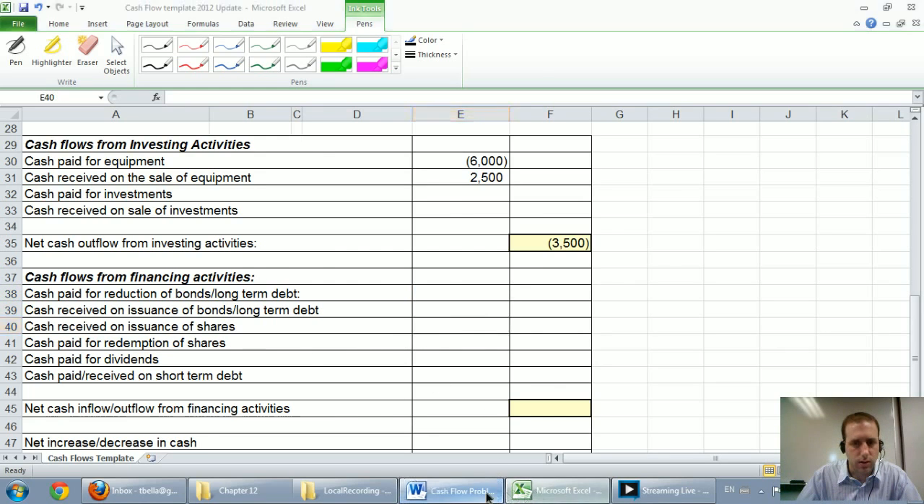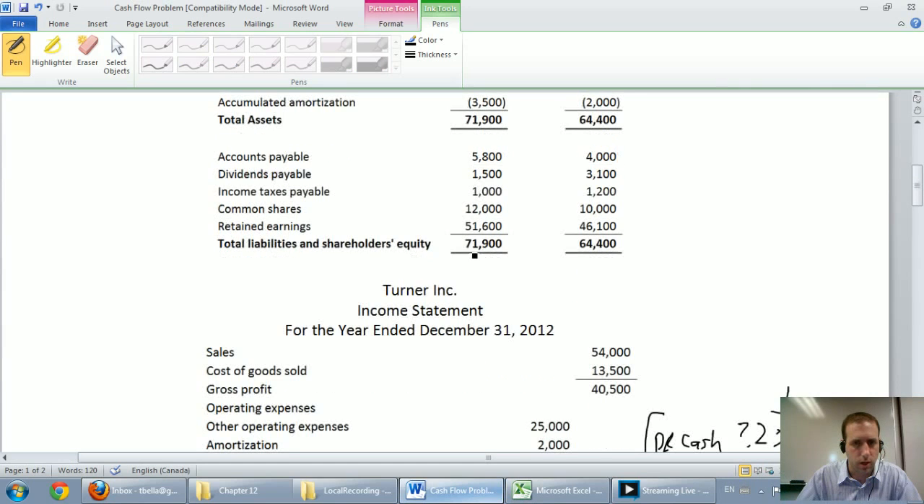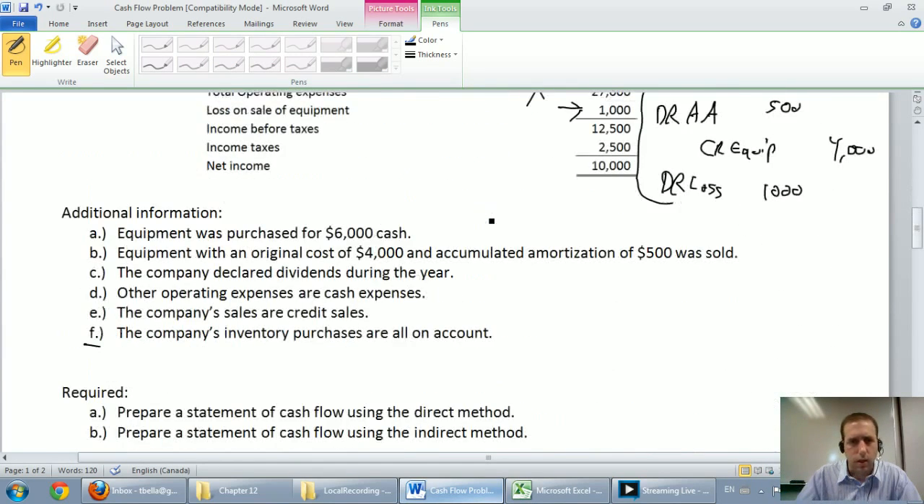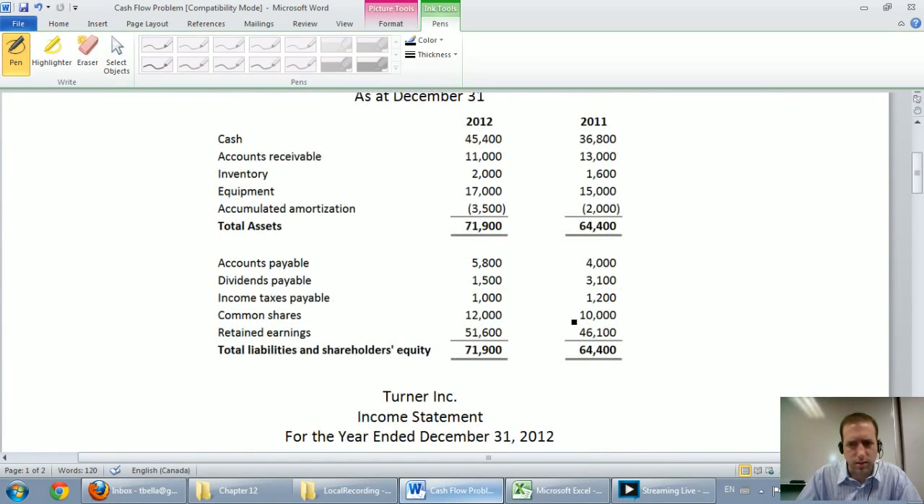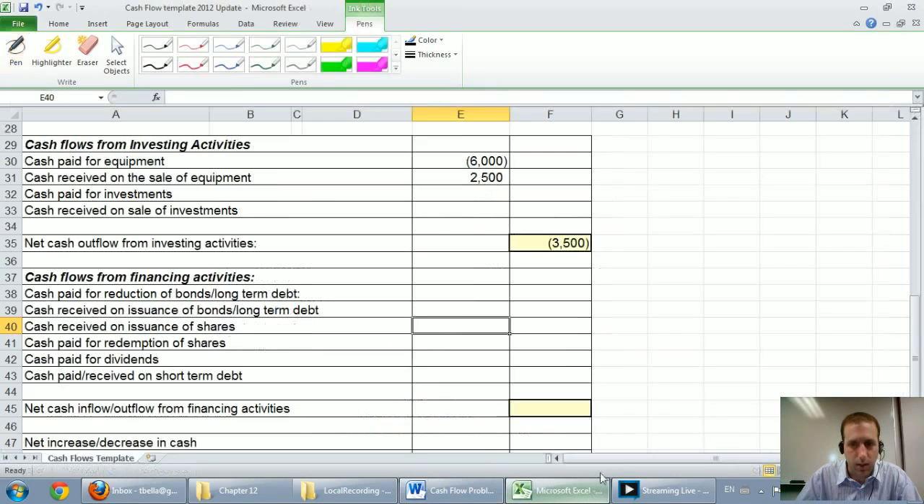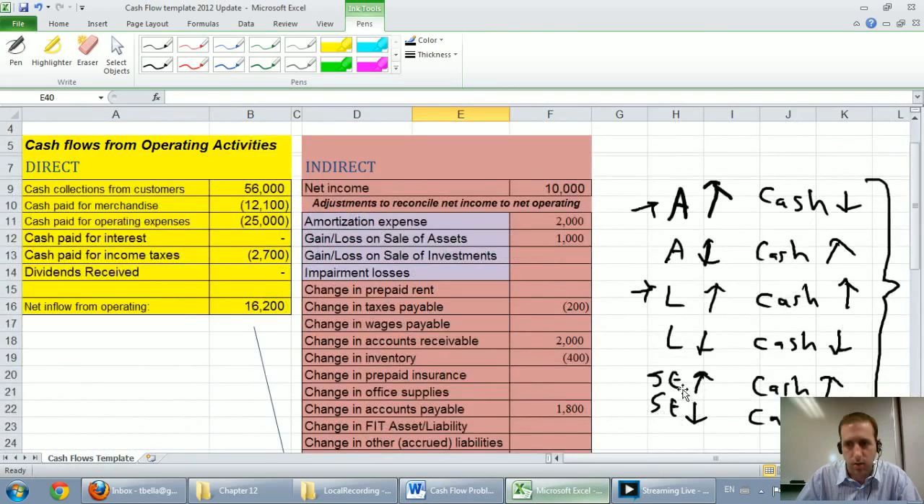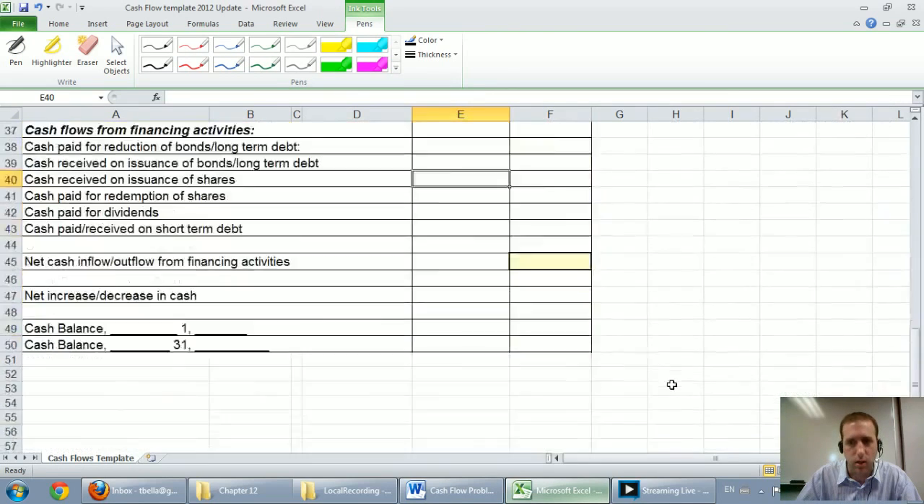Cash received on the issuance of shares. So in terms of shares, it looks like we issued $2,000 of shares. It doesn't say if we issued them for cash, but I'm going to make that assumption. If it hasn't said we issued them for something else, I'm going to assume it was for cash. So we went up by $2,000 in common shares. That means we got cash and we issued more common shares. Our equity went up, and again, when I look at my little cheat sheet at the top here, if shareholders' equity goes up, cash goes up.